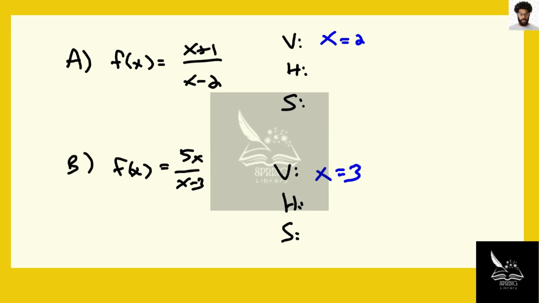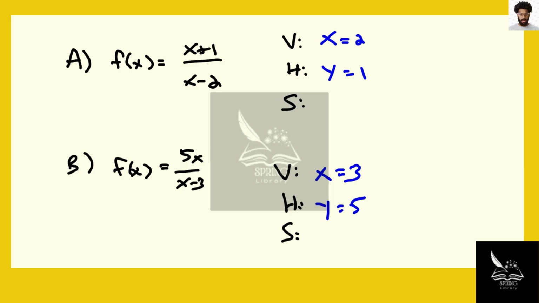The horizontal asymptote is analyzed by the degrees of the numerator and denominator. When they're the same, you just simplify the leading coefficient, which would be 1 over 1, which is 1. If the degree is higher in the denominator, then it's 0. If it's higher in the numerator, it doesn't exist. Since the degrees are both 1 in part B, we would reduce 5 over 1, which is 5, so y equals 5 is the horizontal asymptote.